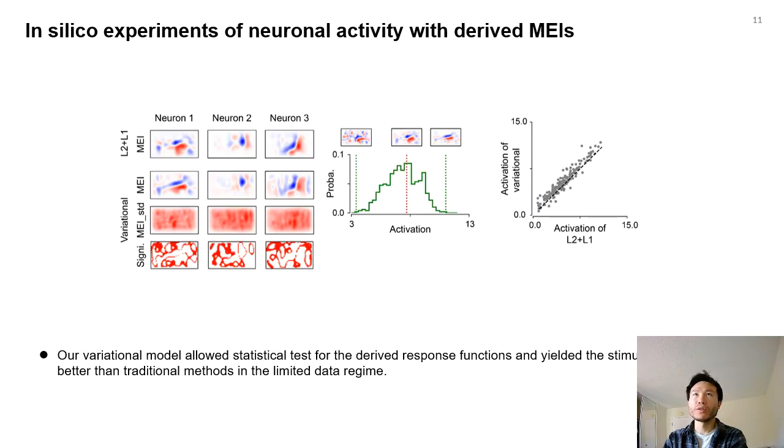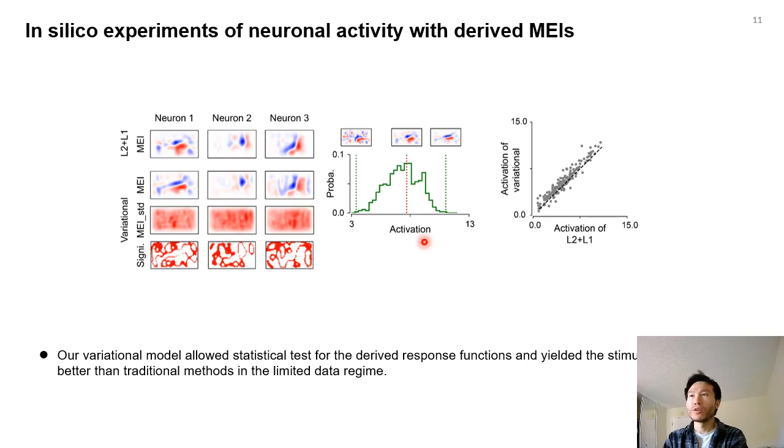Next, we performed the in silico experiments with these derived MEIs. Here I show you 3 example neurons. The MEIs from the point estimate model and the MEIs from the variational model. We also showed the standard deviations of these MEIs and the significance map. The significance map means whether the posterior of each pixel value differs significantly from 0.